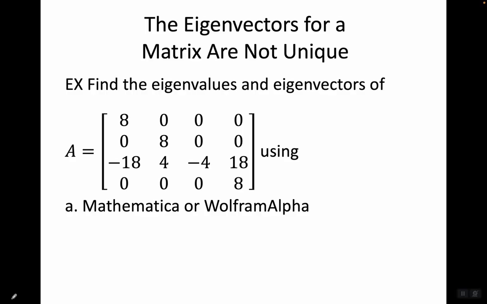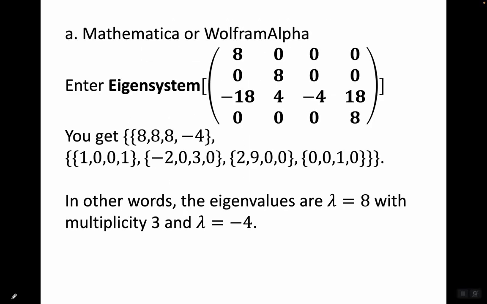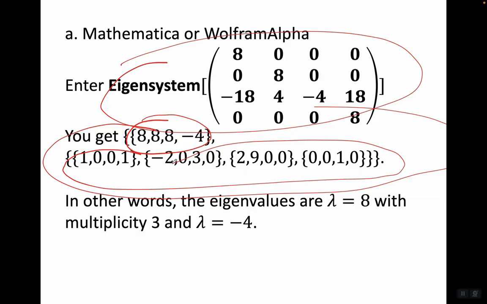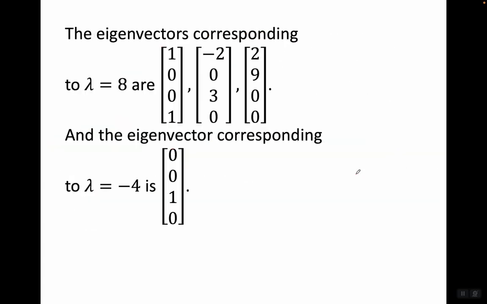Wolfram Alpha is the free online version of Mathematica. So if you enter the eigensystem of this matrix into Mathematica or Wolfram Alpha, you get this. Okay, 8, 8, 8, negative 4, those are the eigenvalues, and these are the corresponding eigenvectors. In other words, the eigenvalues are lambda equals 8 with multiplicity 3, and lambda equals negative 4 with multiplicity 1. These three are the eigenvectors that correspond to lambda equals 8. This is the eigenvector that corresponds to lambda equals negative 4.